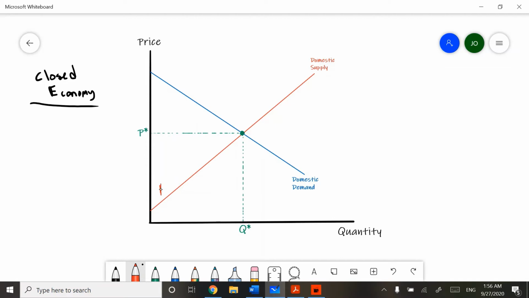According to our definitions, area number one, below the price and above the domestic supply, is our producer surplus. Area number two, which is above the price and underneath demand, is going to be our consumer surplus. If we add area number one and area number two, we have our total surplus. This is what we learned until now.